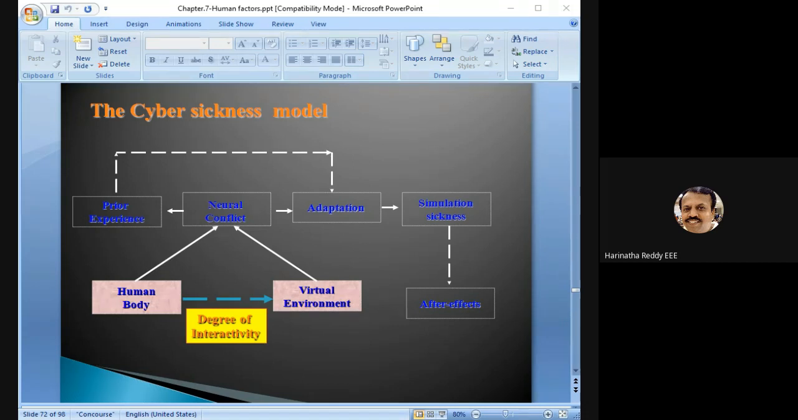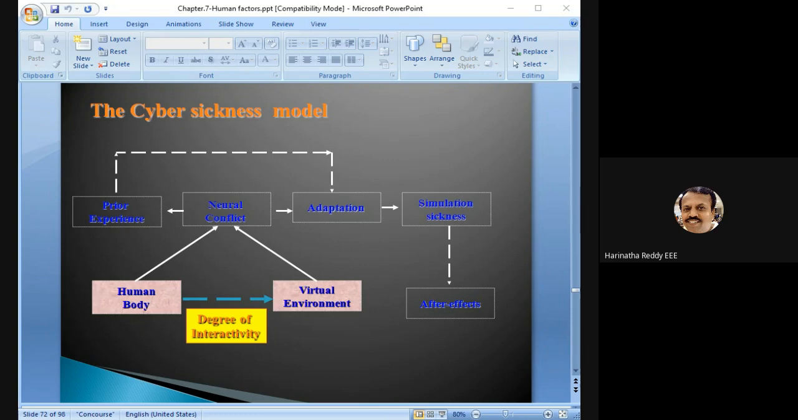So when the user is interacting with the simulator through an interface, they exercise their muscles and move their sensory limbs, and thus the sensorial data is sent to the central nervous system. Is it clear? Such data always plays an important role in reducing the effects of sickness through accelerated adaptation.